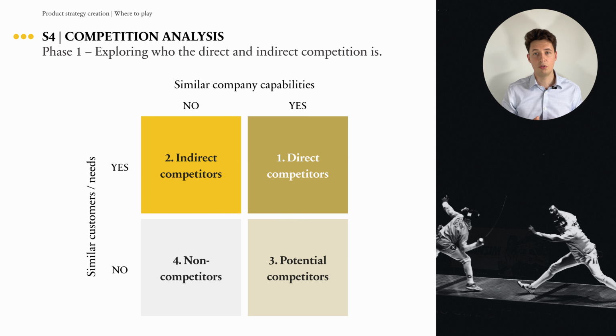The most obvious ones are the direct competitors. They have similar capabilities to ours, and they're also going after the same client segment. Next, we have the indirect competitors. They have different capabilities, but again, go after the same client. Then you have potential competitors that have the same capabilities but are targeting different clients. And finally, you have the non-competitors that have different capabilities and are also serving different clients. You don't really need to research them.